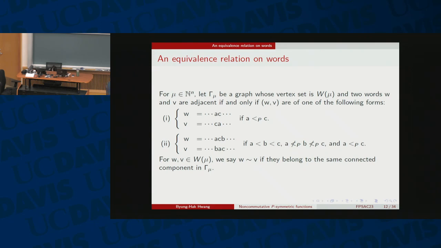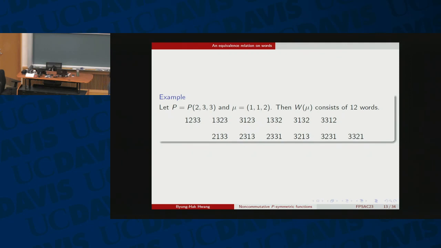The second case is that W and V are identical except for three consecutive letters, and they satisfy these relations. So for two words, we say W and V are equivalent if they belong to the same connected component in this graph.